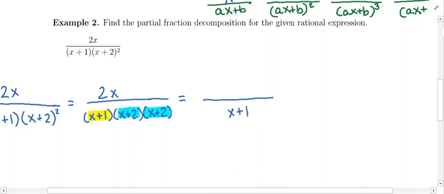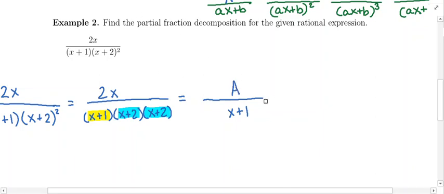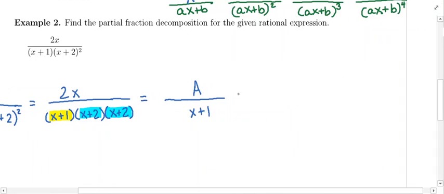In the numerator, we're going to go down a degree. The denominator is degree 1, so we're going to go down a degree to degree 0. That's just a number. So that's going to handle that guy. Then we're going to go on to the x plus 2 factor. It's repeated. When we look at it, it's raised to the second power. So because it's the second power, you're going to see 2 fractions for x plus 2.